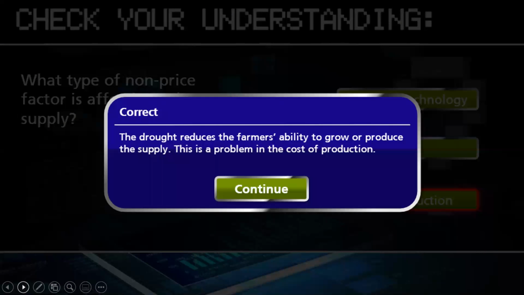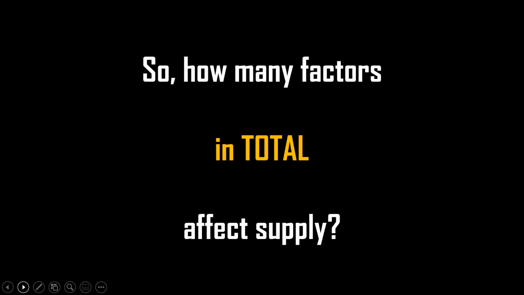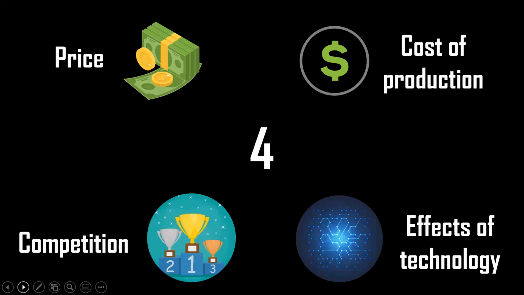As you can see here, the drought reduces the farmer's ability to grow or produce a supply, and they have to buy more expensive seeds to fix the problem. So this is an issue in the cost of production. To close, how many factors in total affect supply? We had 2, 3, 4, 5, 6. I think someone said 7, but there are 4 factors, okay?